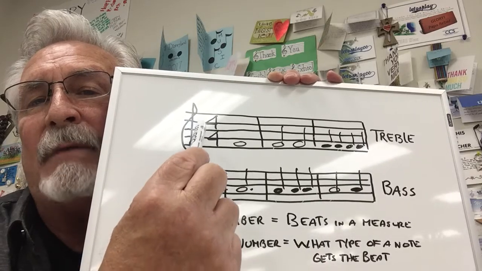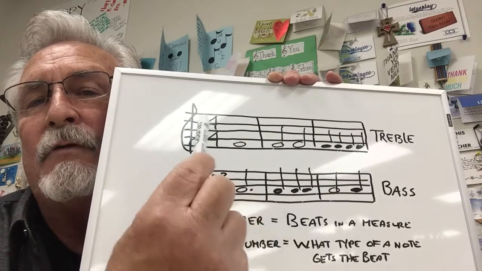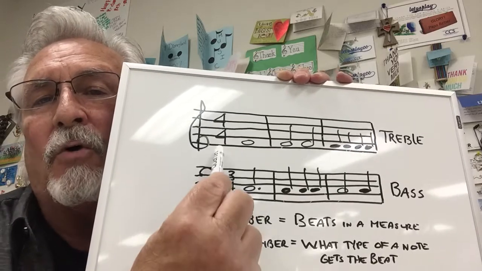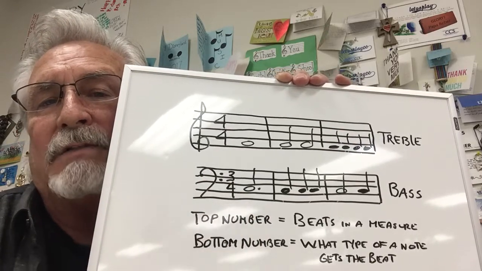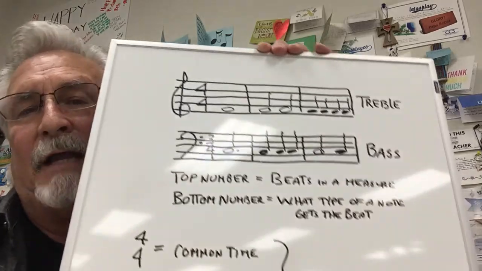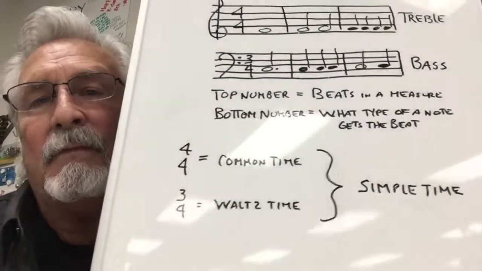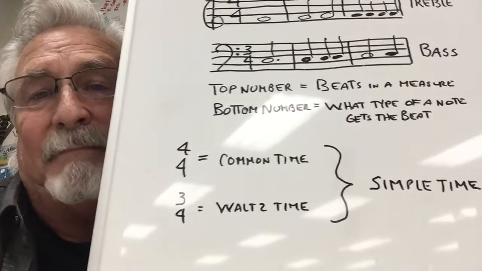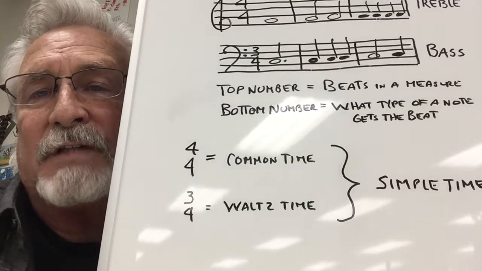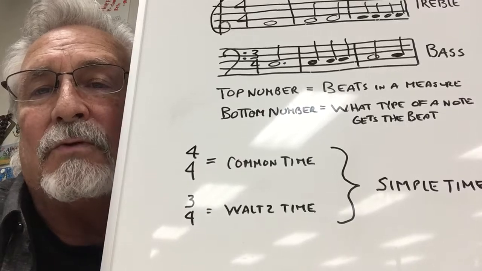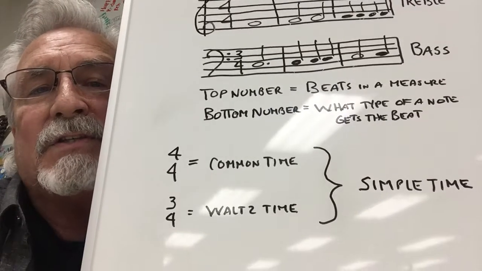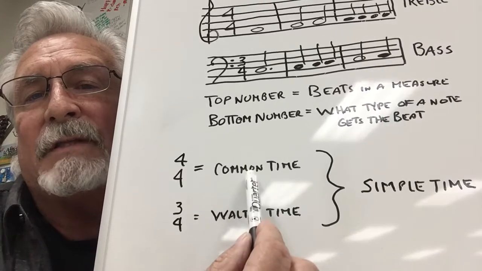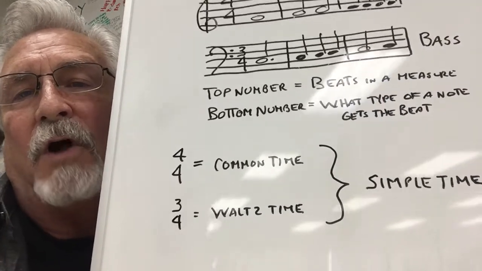Top number means how many beats in a measure? 4 beats, 3 beats. Which note gets the beat? A quarter note gets the beat. Pretty simple to remember, right? Now, most of us play 4/4 time, which is also called common time, or 3/4 time, that's oftentimes called waltz time. This is called simple time. 4/4 common time, 3/4 waltz time.